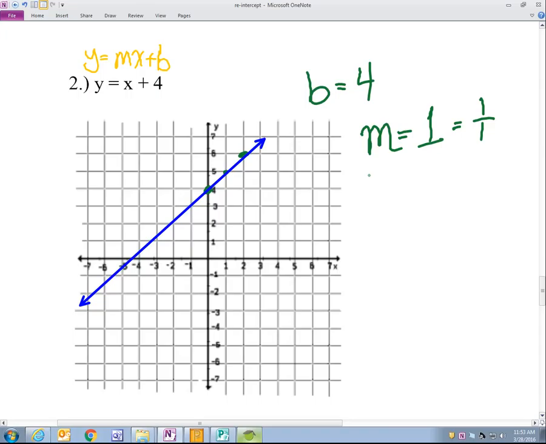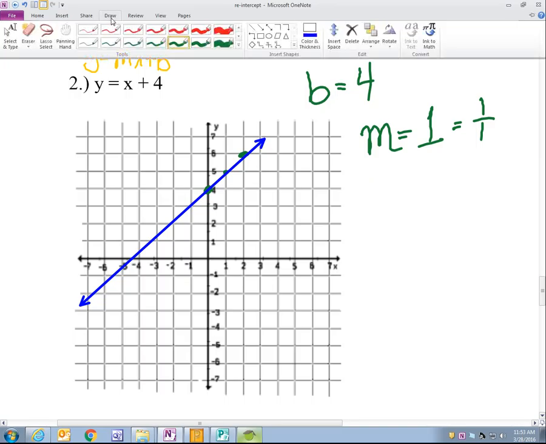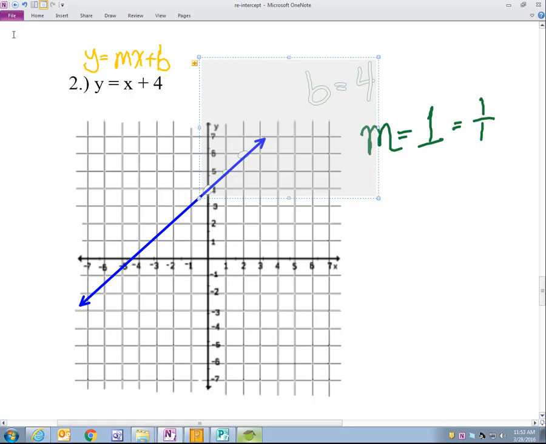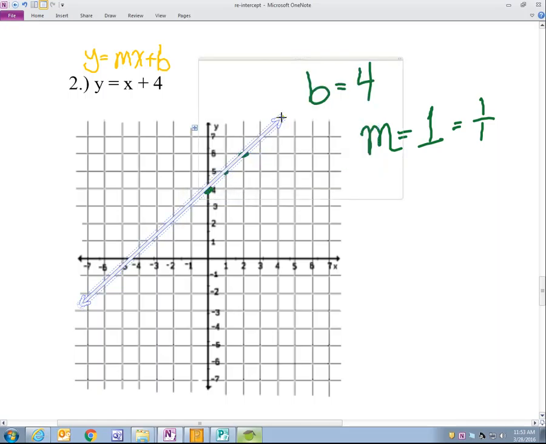Yes, sir. No, that's why you guys use your IDs and you can draw a straight line. Draw a straight line with this. And that's not perfect. I want to make that a little better. There we go. That's a little better.